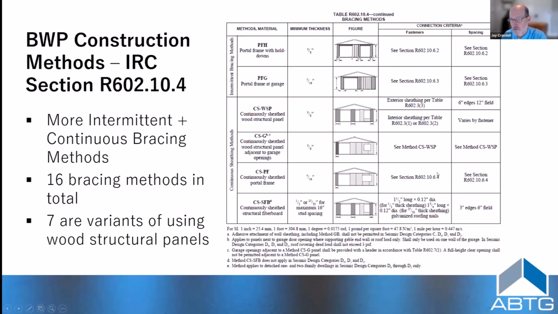And then, as we mentioned earlier, based on the strength of an alternative or proprietary system, you can make a direct substitution or an adjusted substitution, with an additional adjustment factor to account for the strength of that system, right into the prescriptive code, and substitute it for one of these bracing methods. So there are 16 in total, and 7 variants actually use wood structural panels. And of course, we see that used a lot in practice, but there are a lot of other methods.